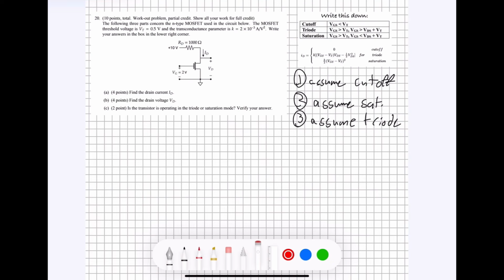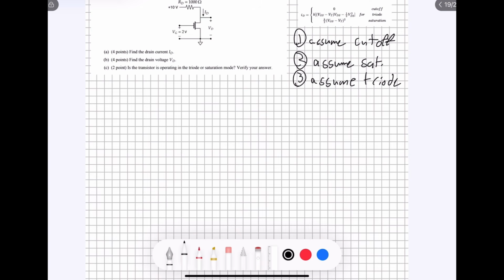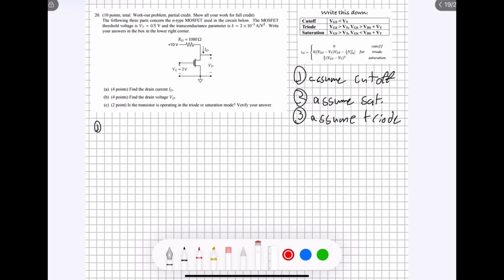So luckily for us, normally what we would do is start in the cutoff mode, then go to saturation, then triode. But here in the problem, it tells us that it's not in the cutoff mode because it's asking us whether it's in triode or saturation. So we can actually just skip straight to the saturation mode. But if you did want to check, what you would do is you would take this inequality right here.